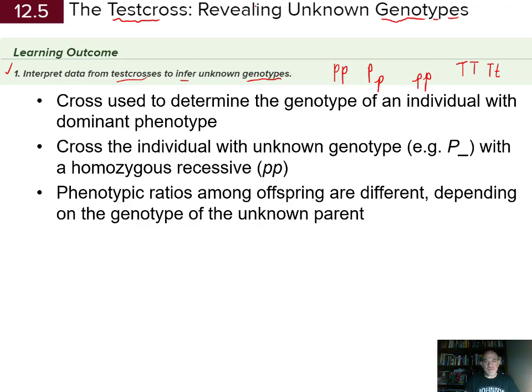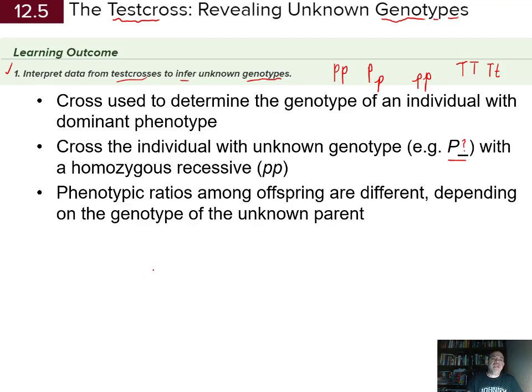So the basic idea is that when an individual expresses a dominant phenotype, you don't know what its actual genotype is. That second letter, regardless of what parent you got it from, you don't know what it is, because all you need is one dominant allele, and you're expressing the dominant phenotype.